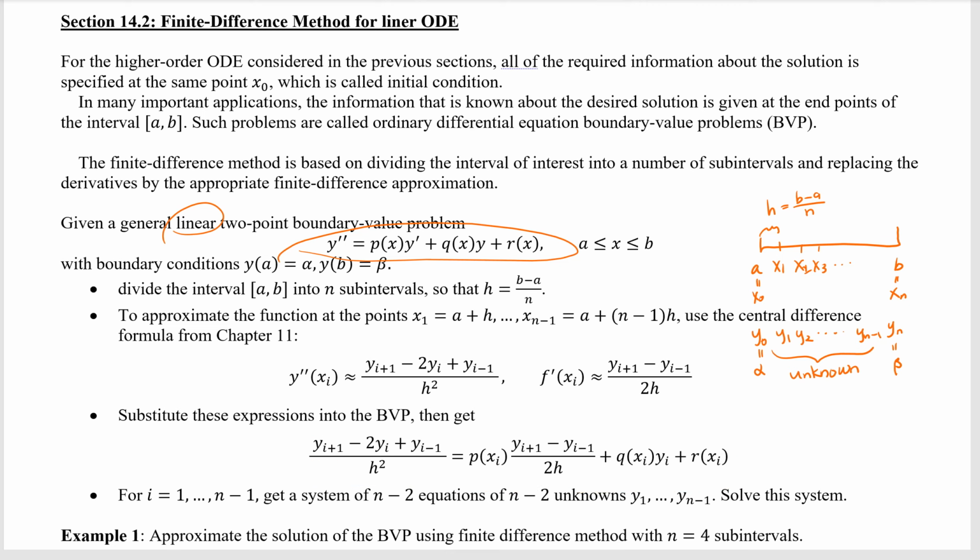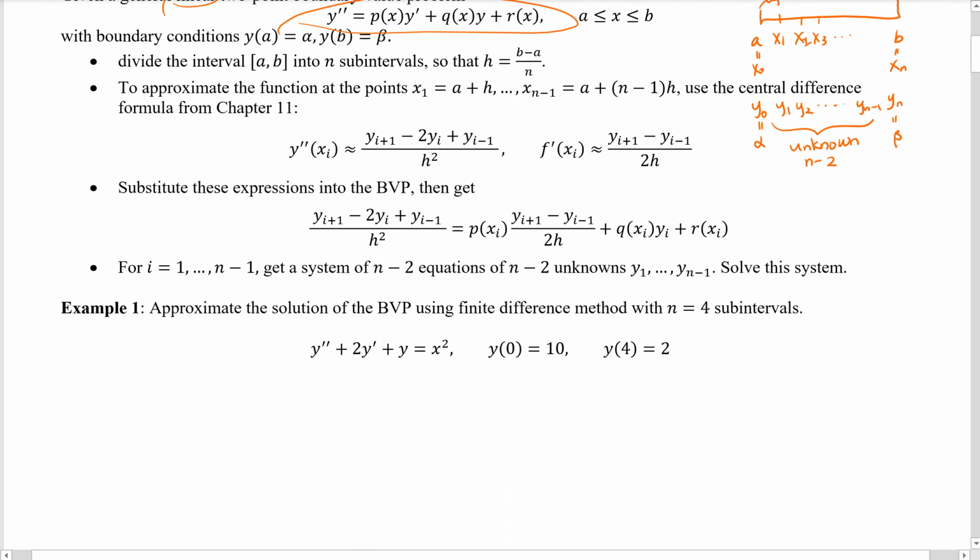Okay, so here for i equals 1 to n minus 1, we get a system of n minus 1 equations with n minus 1 unknowns. We need n minus 1 equations, and if we let i go from 1 to n minus 1, we can get those n minus 1 equations. So n minus 1 unknowns and n minus 1 equations can help us to solve for the unknowns. Alright, so let's look at the first example.